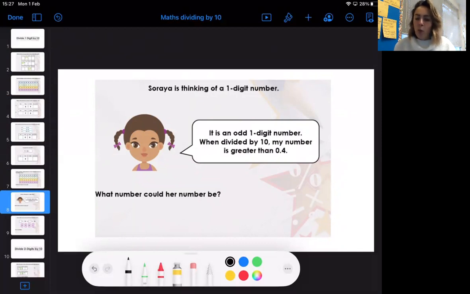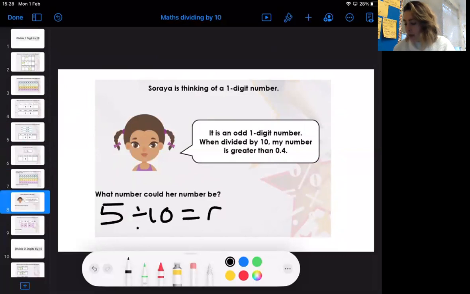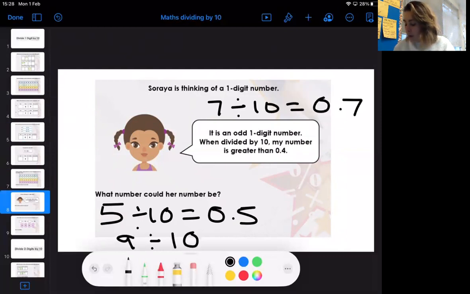Let's think about what numbers are going to be odd and greater than 0.4. It could be 5, because if that was divided by 10, it would be 0.5. It could be 7, because if that was divided by 10, it would be 0.7. Or it could be 9, because if that was divided by 10, it would be 0.9. You need to think about your odd numbers and the odd numbers that are greater than 4.